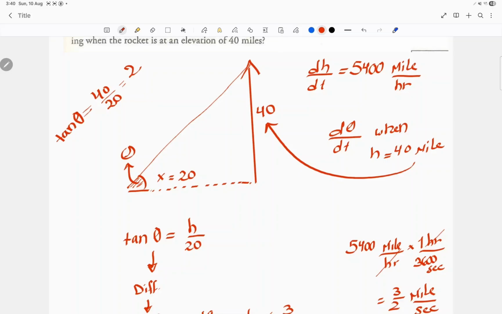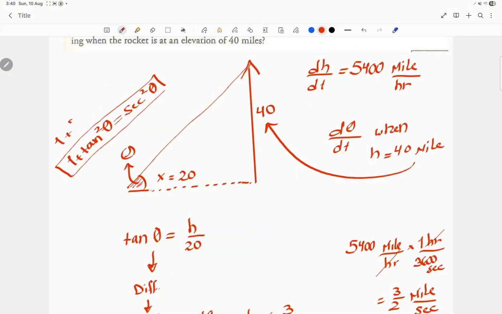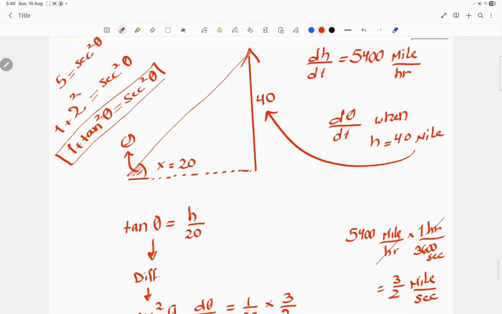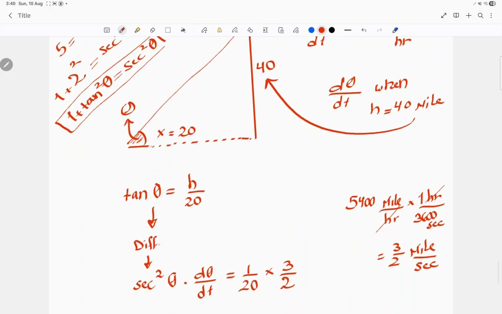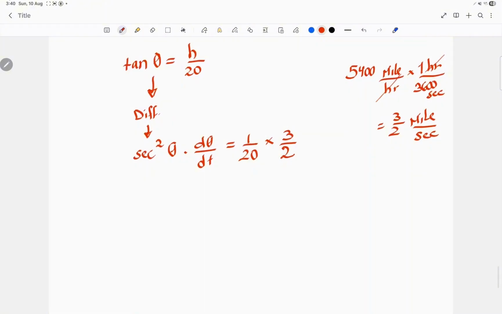Do we agree? Okay. Now, have you guys seen the equation before? 1 plus tan squared theta is equal to secant squared theta? It's about time you see it. So instead of tan, put 2. So we're going to have 1 plus 2 squared is equal to secant squared. So 5 is equal to secant squared. Now, why would a person do that? Because you have to come here and you must replace the secant squared with a 5.